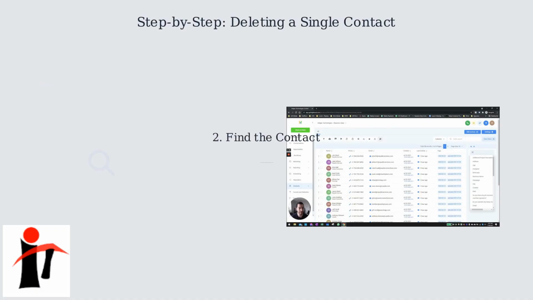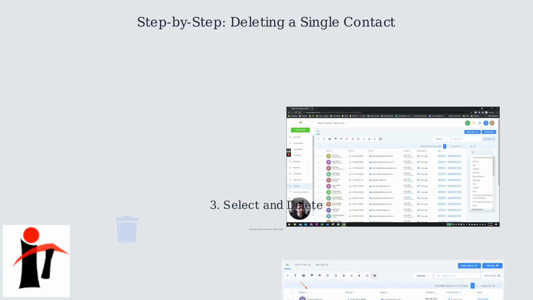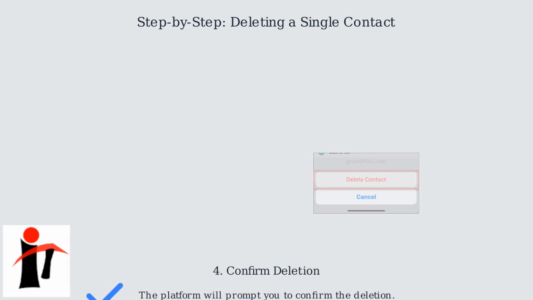Next, find the contact you want to delete using the search bar or filters. Once found, select the contact and click the Delete button. Finally, the platform will show a confirmation prompt before completing the deletion.